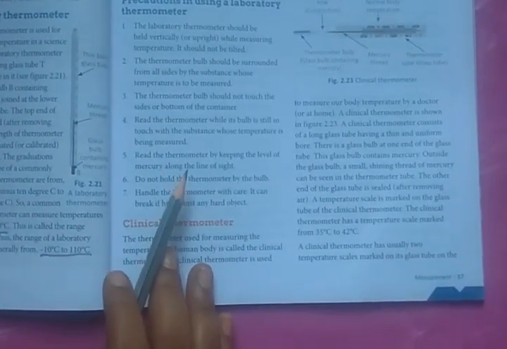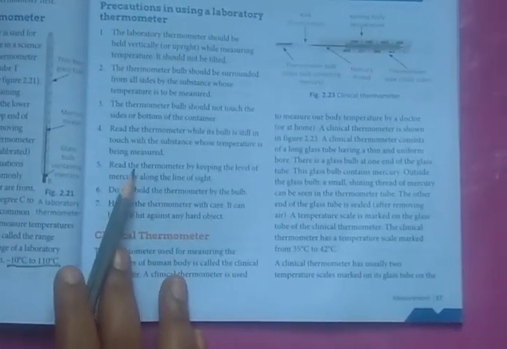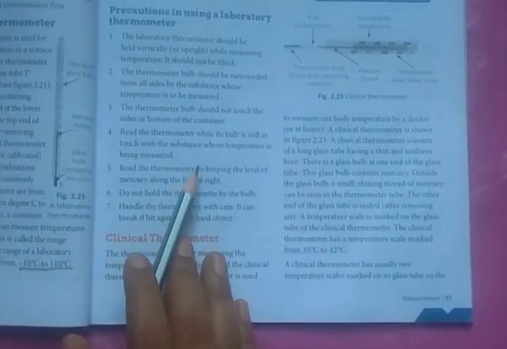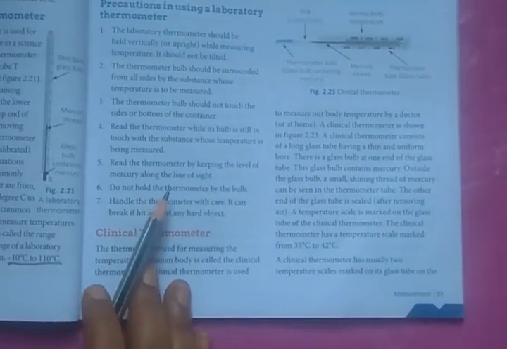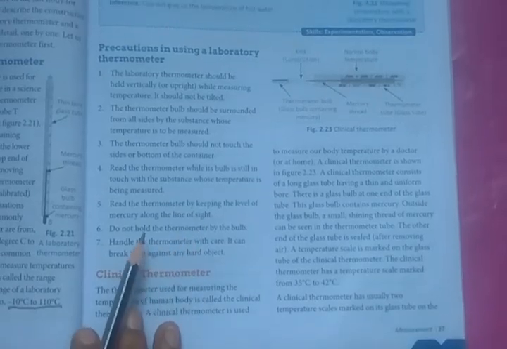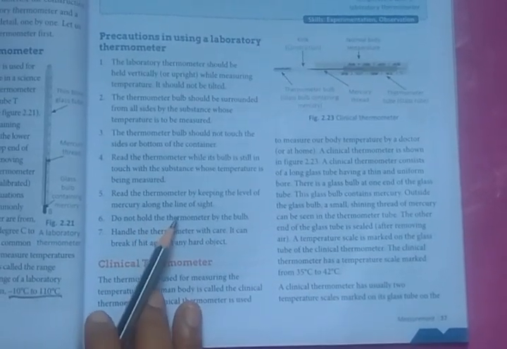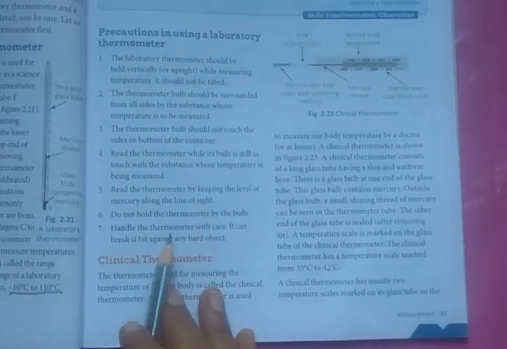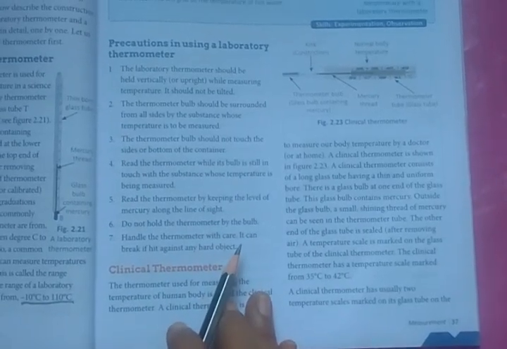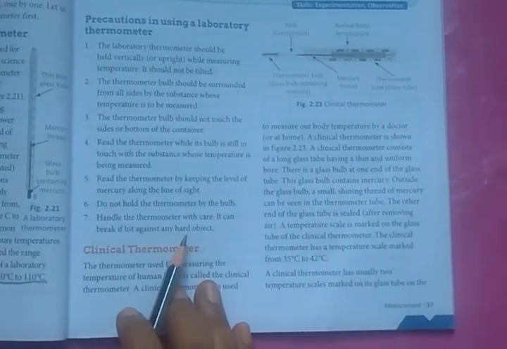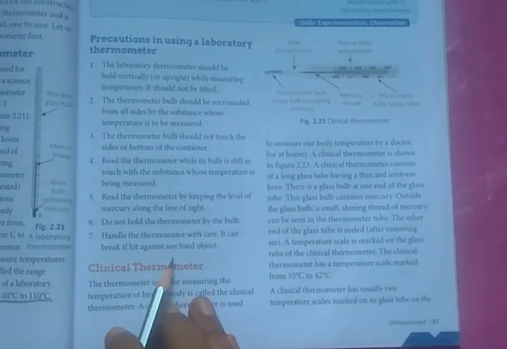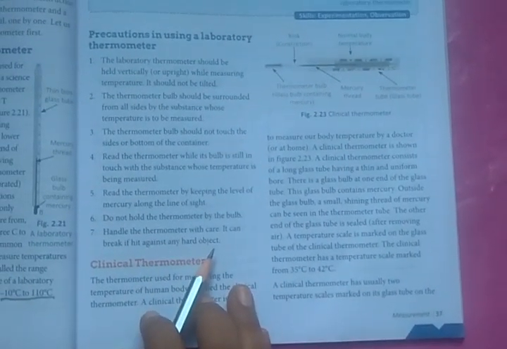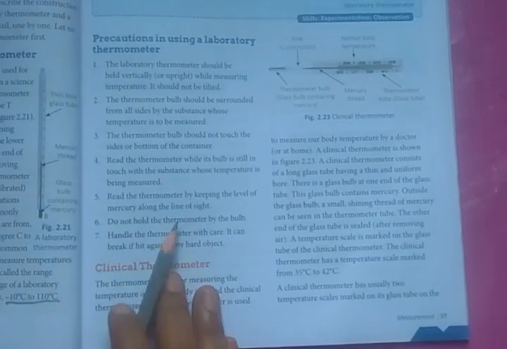Next, read the thermometer while its bulb is still in contact with the substance whose temperature is being measured. Read the thermometer by keeping the level of the mercury along the line of sight. Do not hold the thermometer by the bulb. Handle the thermometer with care. It can break if hit against any hard object. So we have to follow these precautions.